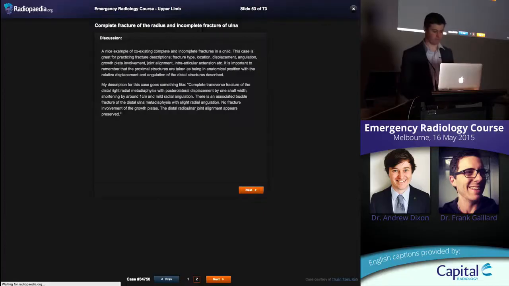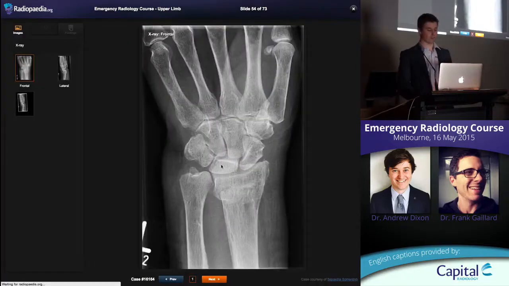So we'll move on to the next one. I've written a full description for that on the website. So when you play through this, you can have a look at my very wordy description of that fracture, just to get an idea of the kind of words that a radiologist would use to communicate that injury. All right, so we'll practice that again.